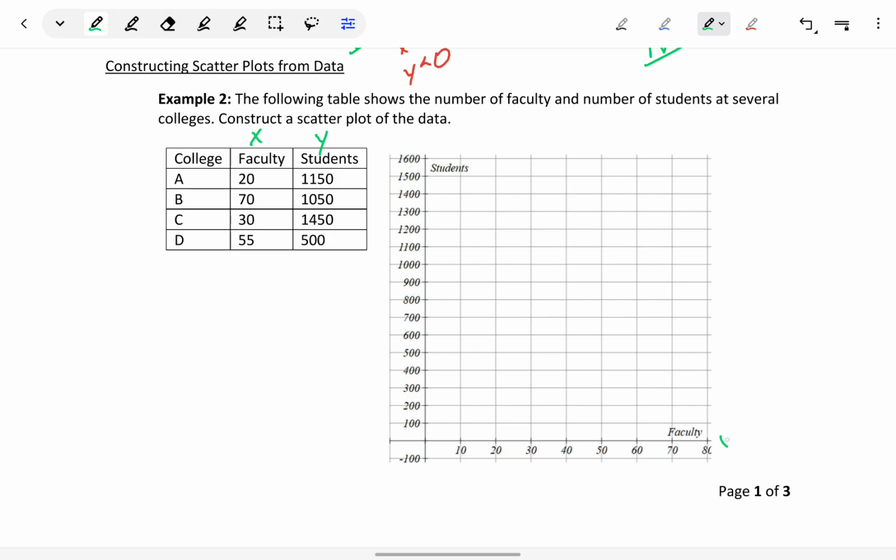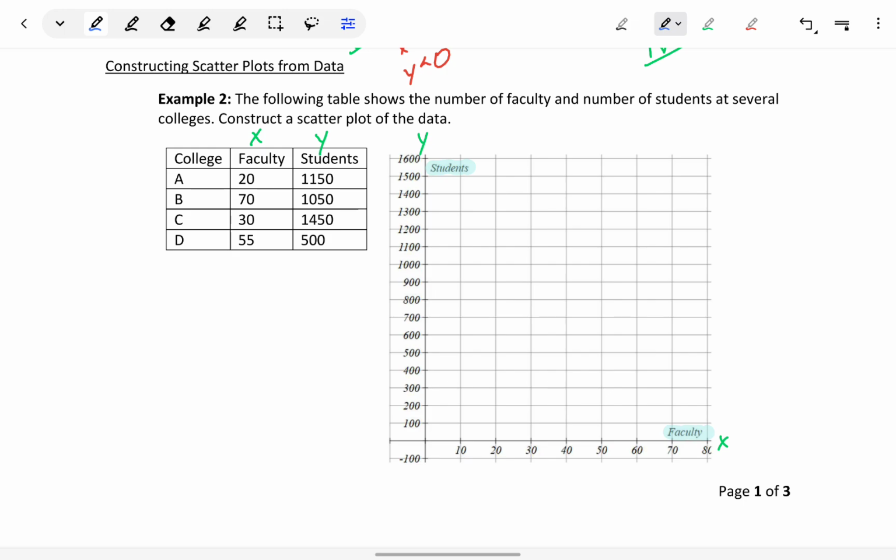So our horizontal axis is still the x-axis. Our vertical axis is still the y-axis, but we're adding context because we're not just talking about arbitrary values, we're talking about values that carry some meaning. So we're comparing faculty and students, or visualizing information about faculty and students.